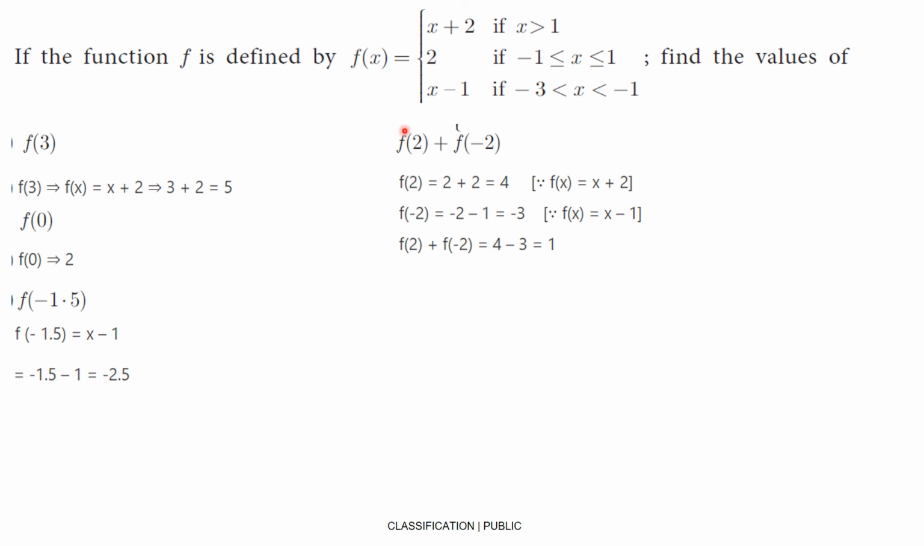Next one f of 2 plus f of minus 2. What is f of 2? Greater than 1 only. So substitute x plus 2. So 2 plus 2 equal to 4. Next f of minus 2 means minus 3 to minus 1, that minus 2 is there. So you take this one x minus 1, x substitute the value minus 2 minus 1, minus 3. Clear? Next, so add it, f of 2 plus f of minus 2 values 4 minus 3 equal to 1. Understood?